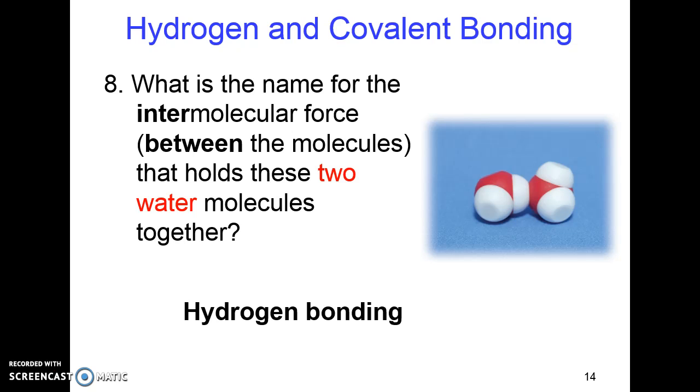All right, we should be there on question number 9. What is the name of the intermolecular force that holds 2 water molecules together? And that force that holds them together is called hydrogen bonding.